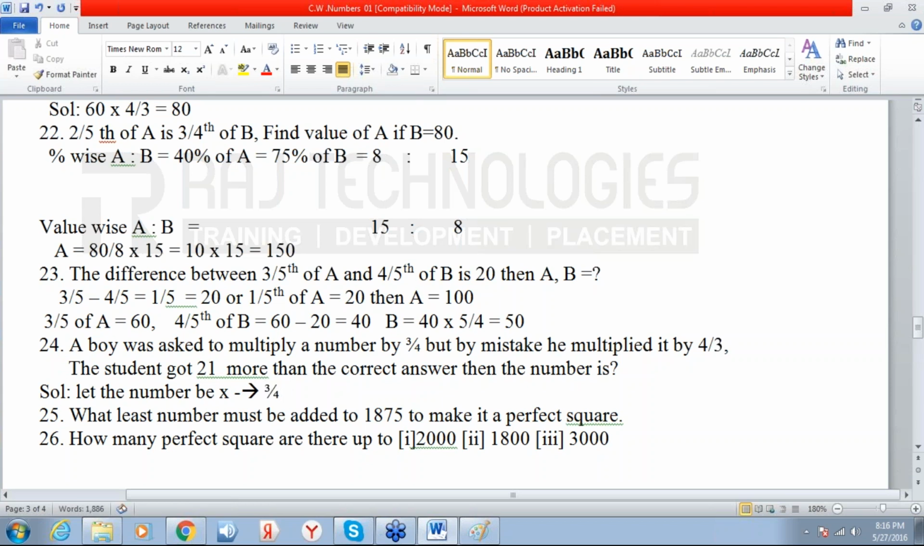So 3 by 4 x minus... sorry, take the same fraction, 4 by 3 x is equal to the difference between 3 by 4 times x and 4 by 3 times x, which is equal to 21. What is the LCM? 12.